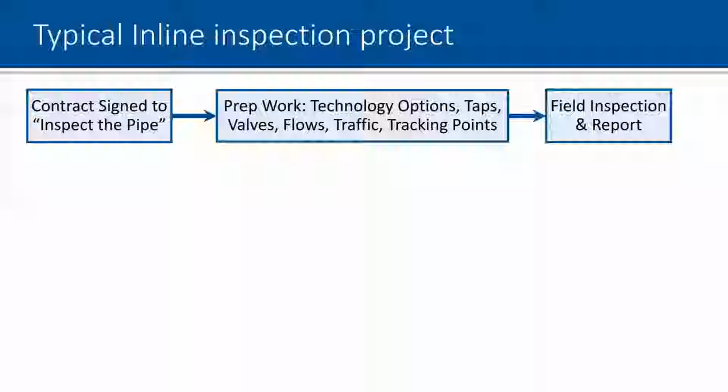Once that contract's signed, there's quite a bit of prep work that needs to happen in terms of evaluating different technology, considering whether or not you need taps or access points, what valves are tied to the system, whether they're inline or laterals, looking at different flow rates, addressing issues with traffic control, or periodic tracking points to track the tools as they're moving through the pipeline. Once that prep work's done, the field work can begin, and typically an inspection report is generated.